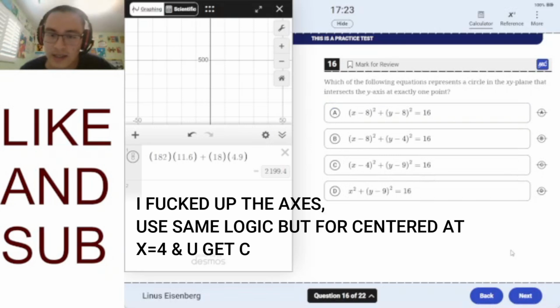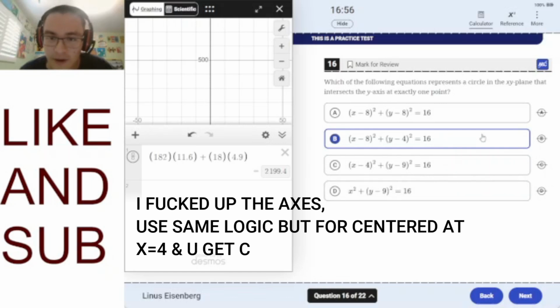That intersects the x-axis at exactly 1 point. Which of the following equations represents a circle in the xy plane? So basically, this is centered at 8, 8, radius of 4. It's not going to touch the x-axis. This is centered at 8, 4, radius of 4. Means it's going to touch the x-axis exactly once. Yep. This is centered at 4, 9. It's too large.